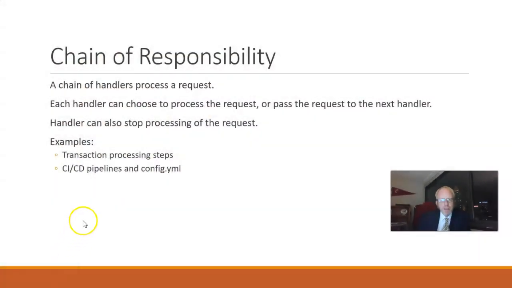So the first thing is it's going to compile. And if it doesn't compile, why even bother with the other steps? But if it does compile, let's pass it on to the test phase. And if the tests pass, well, then we have the option to deploy, so on and so forth. So both of these are essentially chain of responsibility.